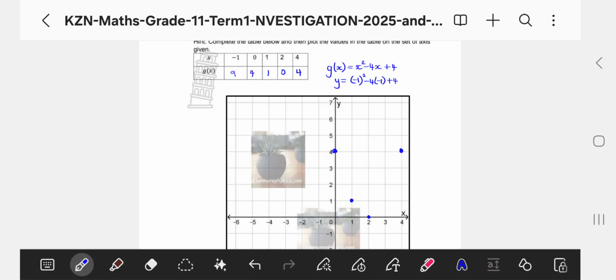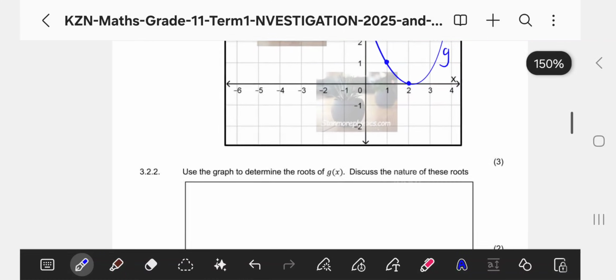So they did miss a value. In case you're wondering why this looks odd, they actually missed out 3. But if they had 3, then it should have been 3 and 1. Okay, so I'm going to go ahead and join these points. So this is what the graph would look like.